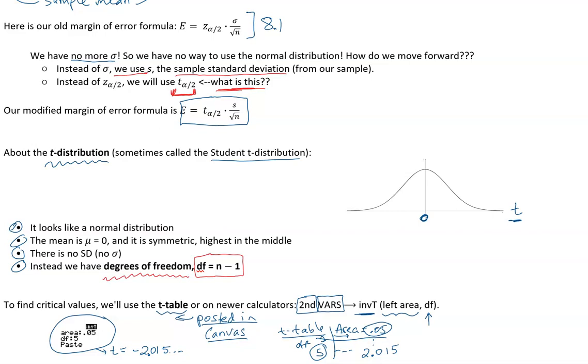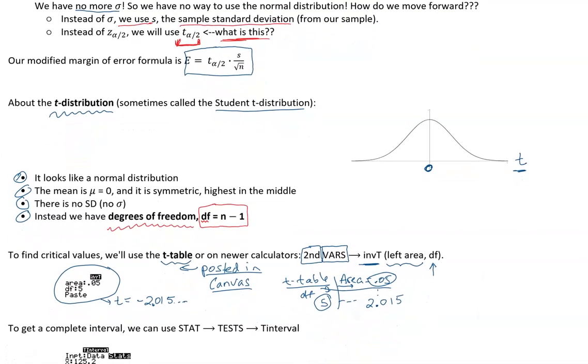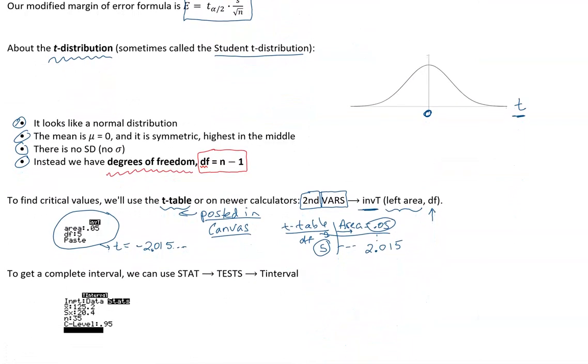Then, while we're talking about the calculator, here's how we'll get our intervals on the calculator. You're going to go into Stat and Tests. Remember where we were doing Z interval before. So the Stat button, Tests menu, and now you're going to go to T interval. You probably have to scroll down to find it.